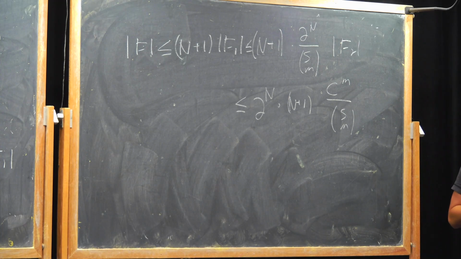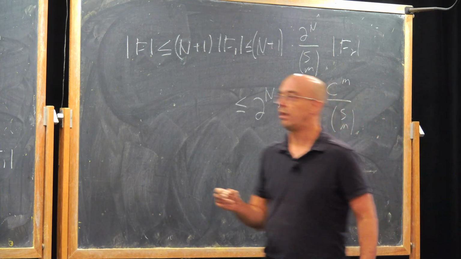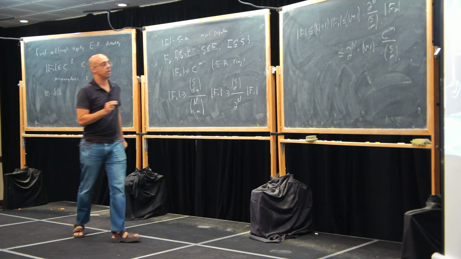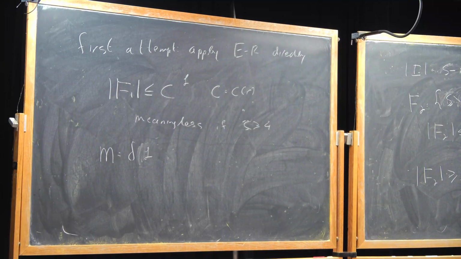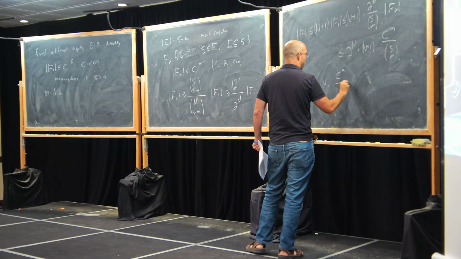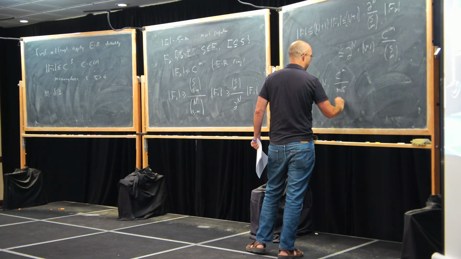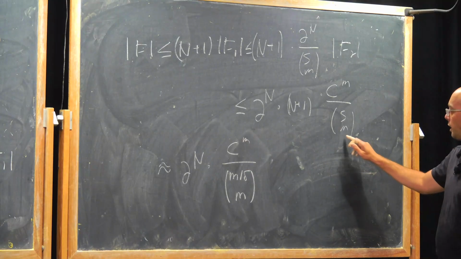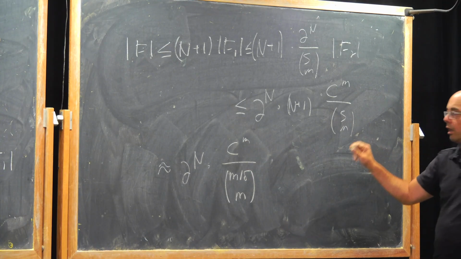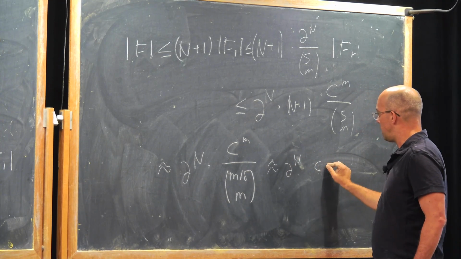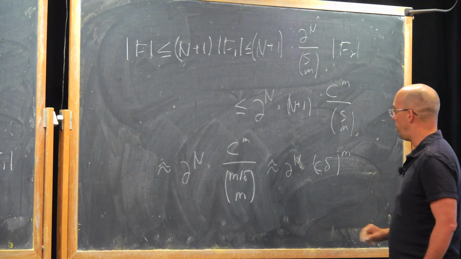Right? And remember, we're going to choose M to be something like a small fraction of S, some delta fraction of S. So this, again, this n plus 1 doesn't really matter much. This is approximately 2 to the n times, what do we have here? Some constant to the m over delta choose m, because, again, m was like a delta fraction of S, so S is m over delta. And this is about 2 to the n times C delta to the m.